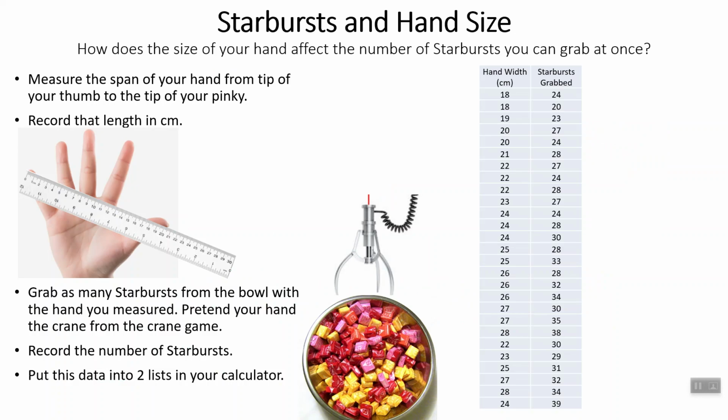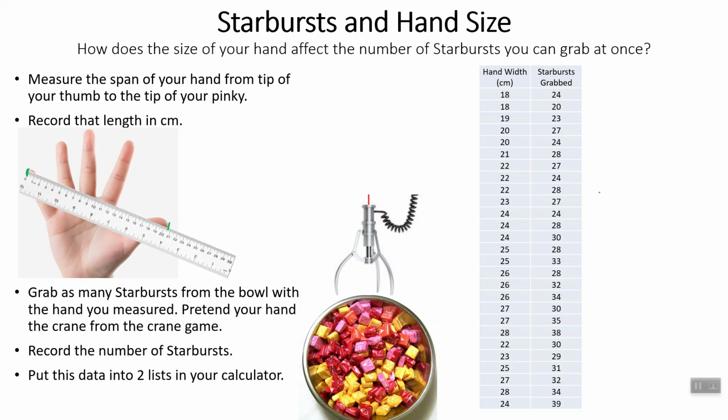All right, so ordinarily in class, this is where we would break out a giant bowl of starbursts and we would play the crane game. You would take your hand, you would measure your hand across from your pinky tip to thumb tip. Looks like this is 20.5 centimeters. And we would record that length. And then I would have you take your hand and stick it into this giant bowl of starbursts and see how many starbursts you can get without turning your hand under it, just going straight down, grabbing, and pulling straight back up.